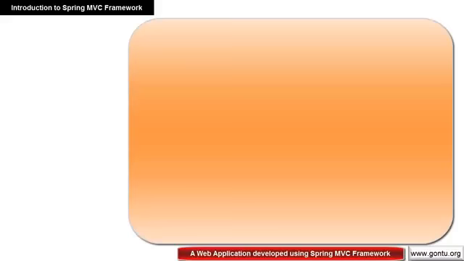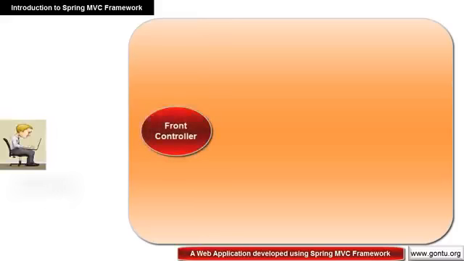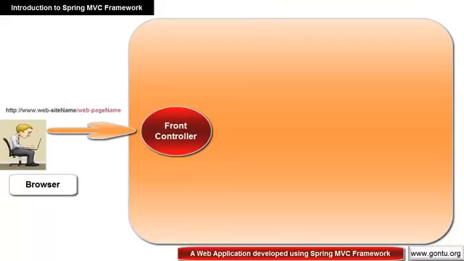Alright, now let's start up with looking at how an overall web application developed using a Spring Framework looks like. Say this is your application which you have developed using Spring MVC framework. In this, you would have something called as a front controller. When an end user requests for a web page by putting some URL, say this, on the browser and hits enter, the request is received by this guy.